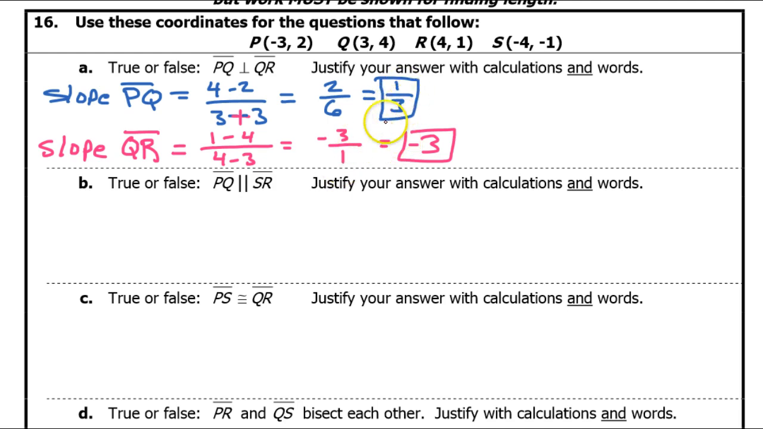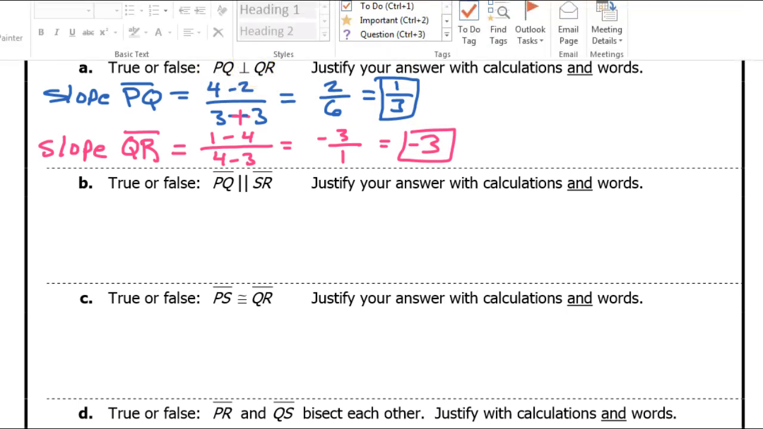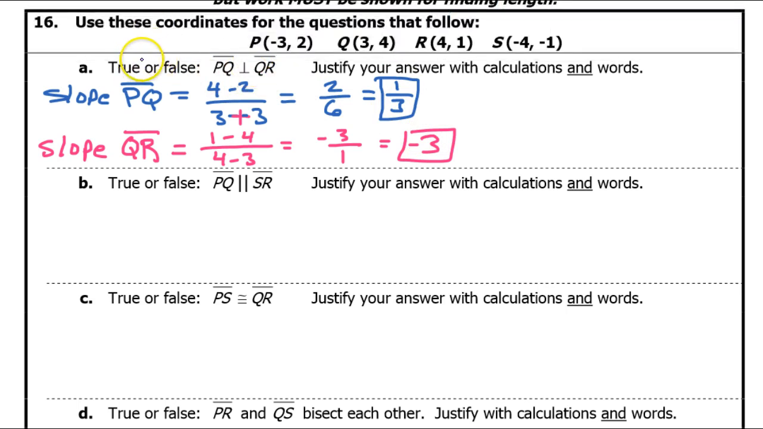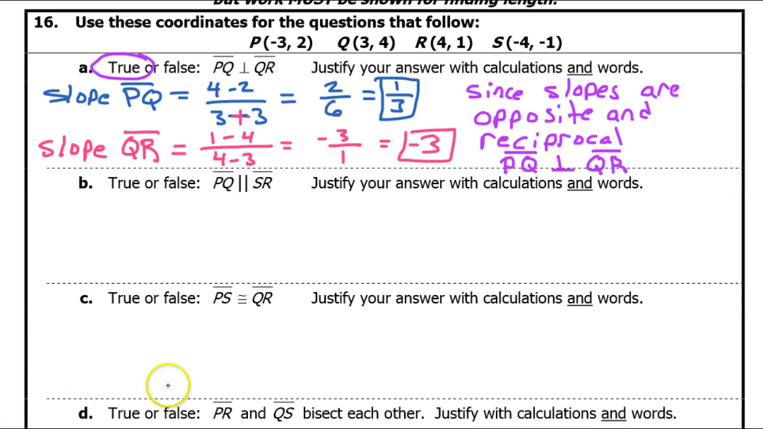Now, these are reciprocals of each other, and you can almost best see it right here because I have 1/3 and then I have 3 over 1. They are also opposites because one's positive and one's negative. So since these are opposite and reciprocal, then these are perpendicular. So I'm definitely going to circle true. Now they said justify with calculations and words, so here come the words. Since slopes are opposite and reciprocal, segment PQ is perpendicular to segment QR.